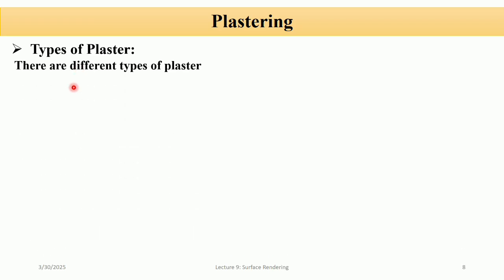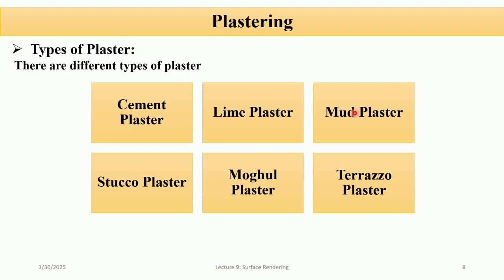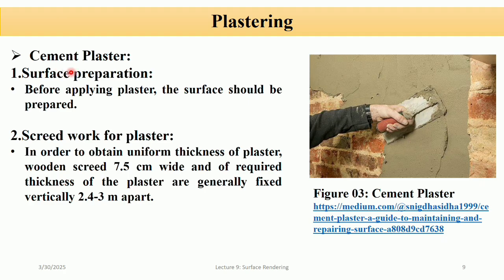Types of plaster. There are different types of plaster, such as cement plaster, lime plaster, mud plaster, stucco plaster, mould plaster, and terrazzo plaster. The cement plaster, lime plaster, and mud plaster are common, so we will discuss these three in the next slides. Now let's discuss the procedure of how cement plaster is applied to a wall or any other structure.